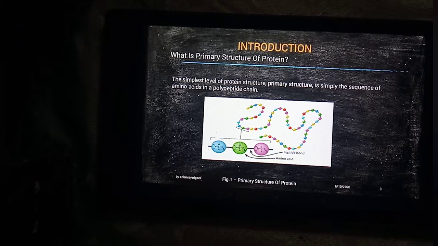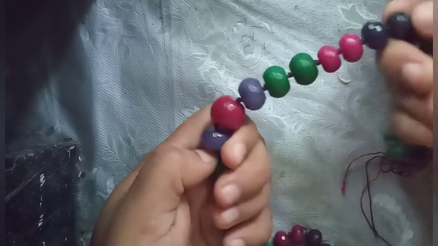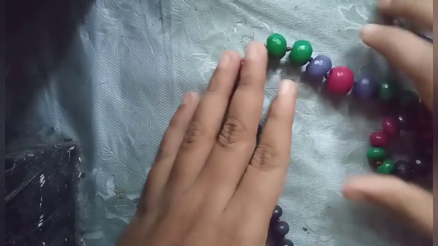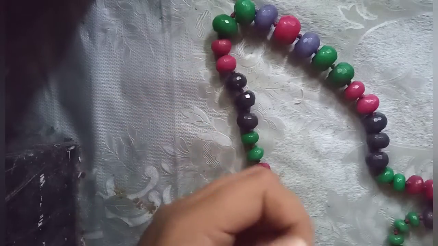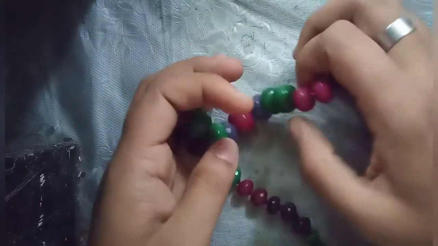So coming to the introduction, what is the primary structure of protein? Before going into that, I would like to give you an analogy. Consider this to be the primary structure of proteins. All these beads are like the amino acids. The amino acids are attached on the string in sequence, and this looks like the primary structure of a protein. Each of these beads represents an amino acid.